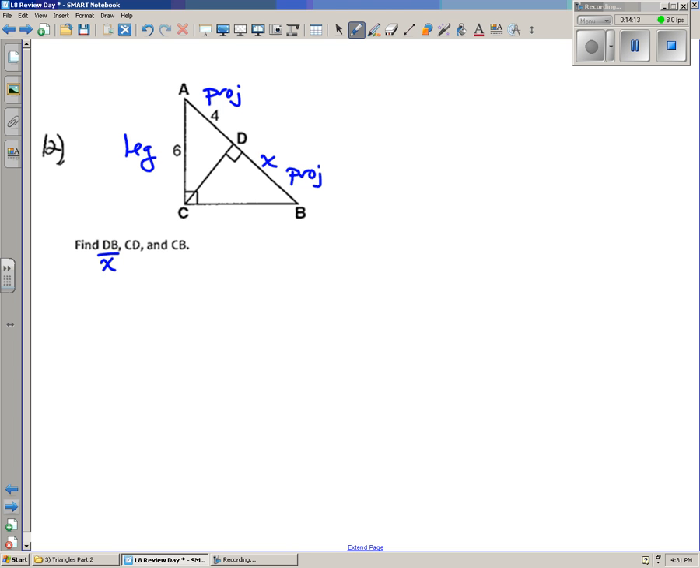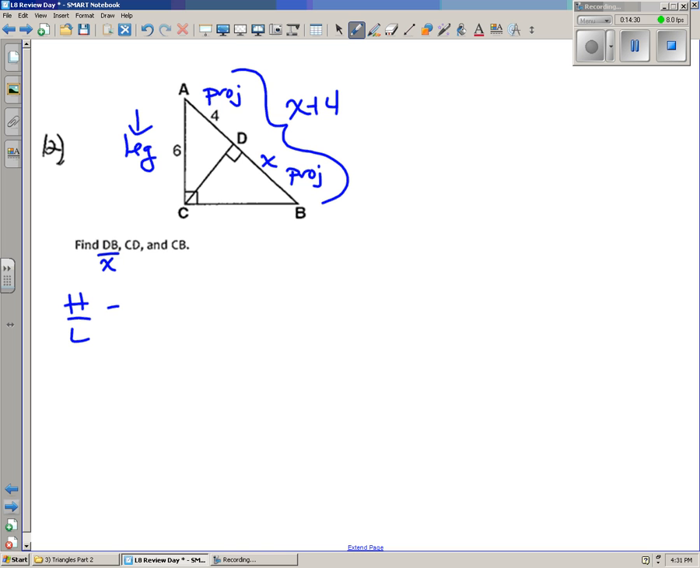Right off the bat, if I have a leg, PAP is out. We have to use HELP. The problem with HELP is we only have 2 projections. But what we can do is add those projections together to get the hypotenuse or an expression for it, which in this case would be x plus 4.